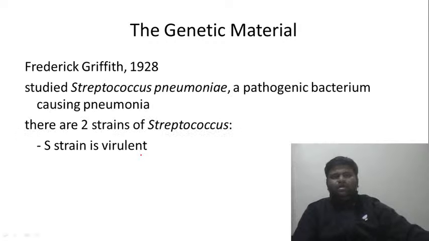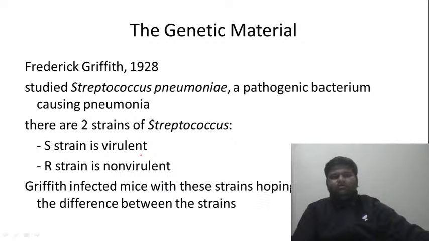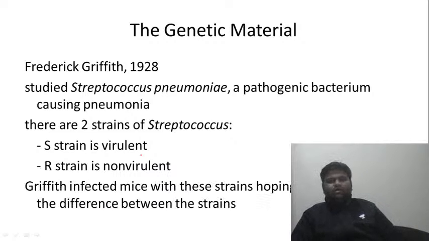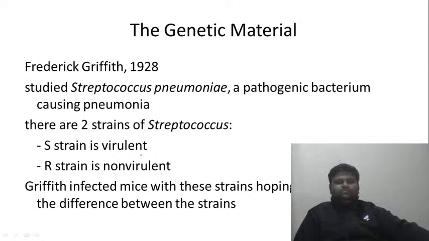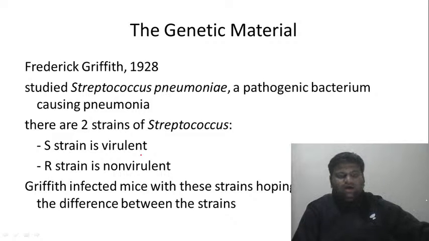So how did we come to know that DNA is the genetic material? So there was Frederick Griffith. Frederick Griffith in 1928 studied Streptococcus pneumoniae, which is a pathogenic bacterium causing pneumonia. There are two strains of Streptococcus. One is the S strain, that is the virulent strain. The other one is the R strain, that is the non-virulent strain. Griffith infected the mice with these strains, hoping to understand the difference between the strains.